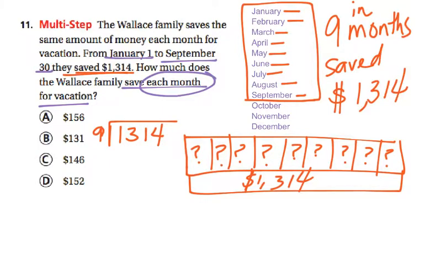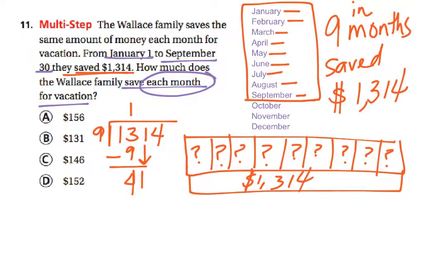Alright, 9 cannot go into 1, but it can go into 13, and it goes in there 1 time. Now I write 9 at the bottom because 1 times 9 is 9. And then I'm going to subtract. 13 minus 9 is 4.